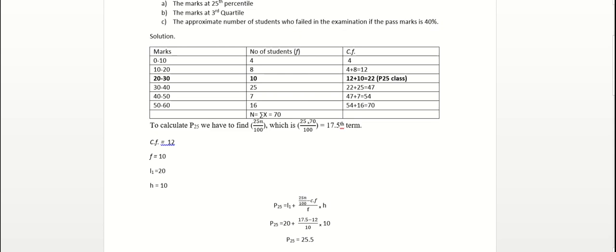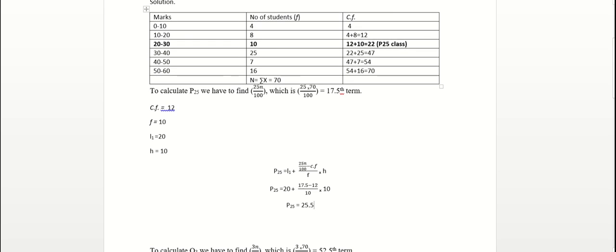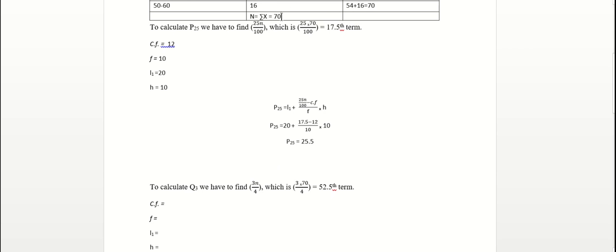Now we need to find the second part: the third quartile, Q3. For Q3 the formula changes a little bit. It becomes 3n divided by 4, because we are calculating the third quartile. Why is there a 4 in the denominator? Because quartile divides the whole data into 4 parts. So 3 into 70, where n is 70 taken from here, divided by 4 is the 52.5th term.